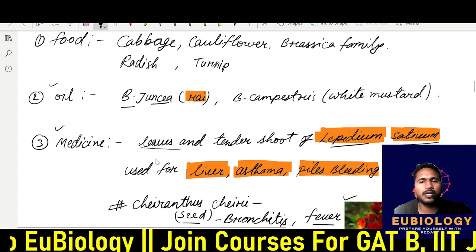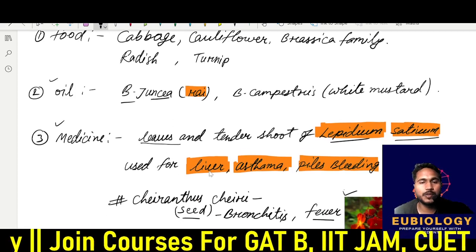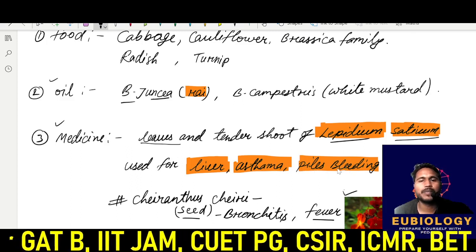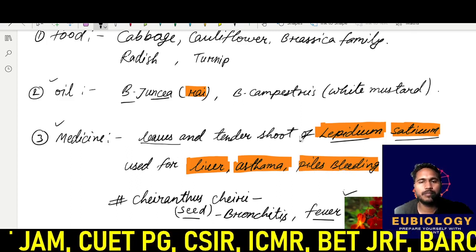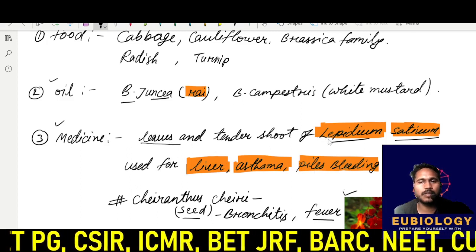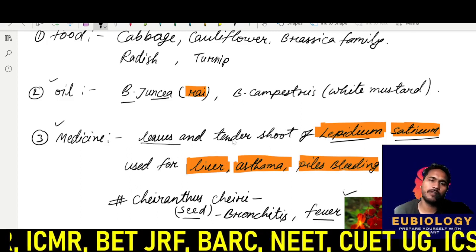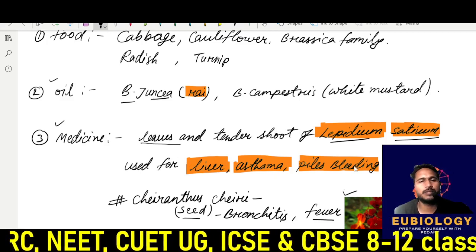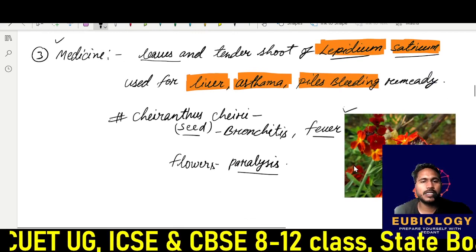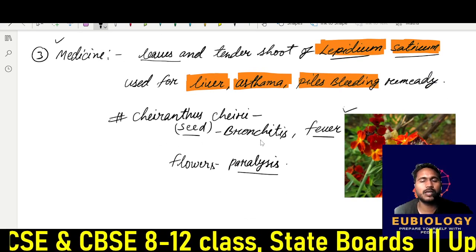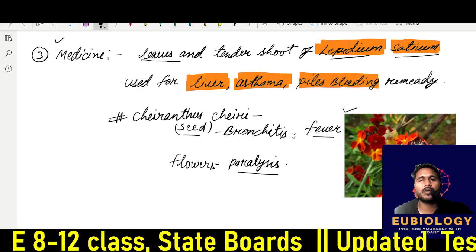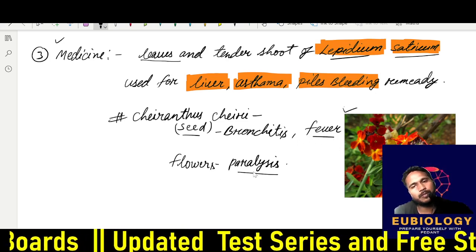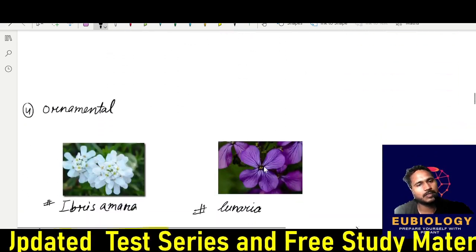For medicine, it can be Lepidium sativum, which will be used for the liver, asthma, piles, bleeding, for the curing of all these diseases. So the leaves of Lepidium sativum will cure liver, asthma, and piles bleeding. The seeds will be helpful for curing bronchitis, lung inflammation, and fever. And the flower will be used for the curing of paralysis.